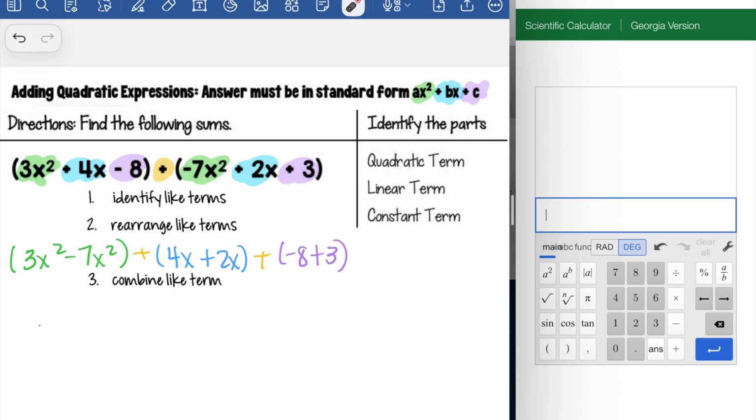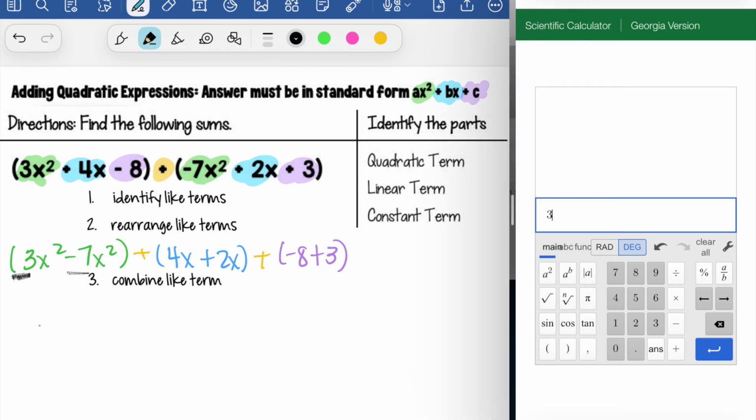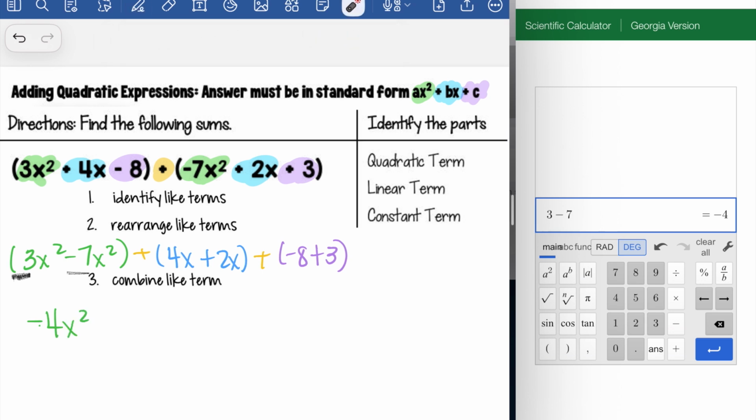So for my quadratic terms, 3x squared minus 7x squared, my coefficients are positive 3 and negative 7. That is the only part I can put in the calculator. So I can put 3 minus 7 into my calculator, which tells me that 3x squared minus 7x squared is equivalent to negative 4x squared. And then I do the same thing for my linear terms. My coefficients for my linear terms are a plus 4 and a plus 2.